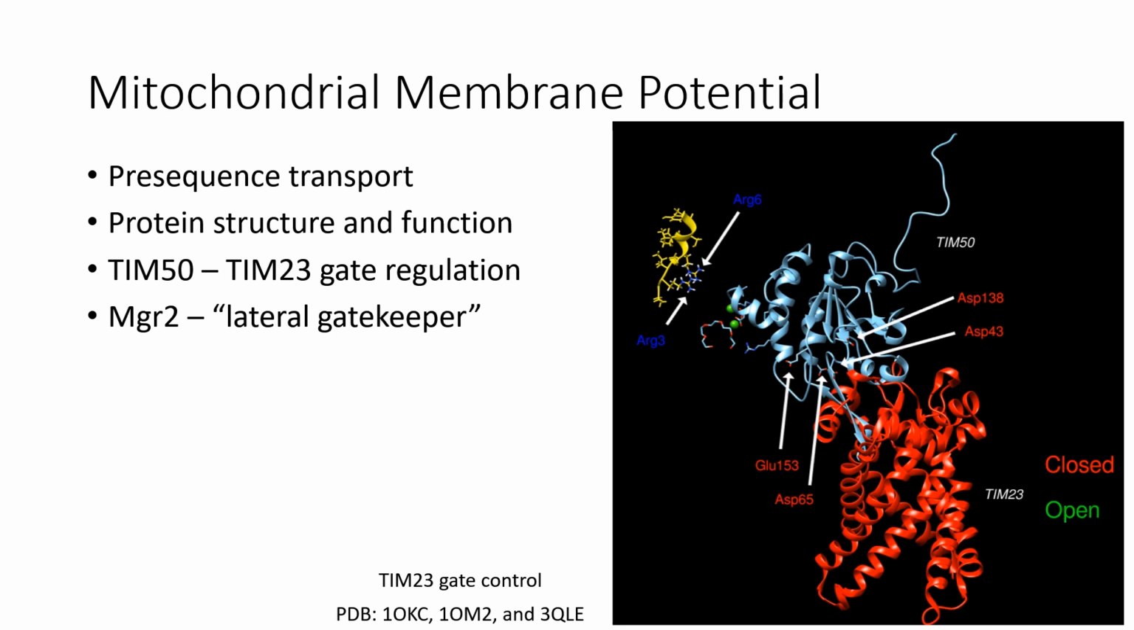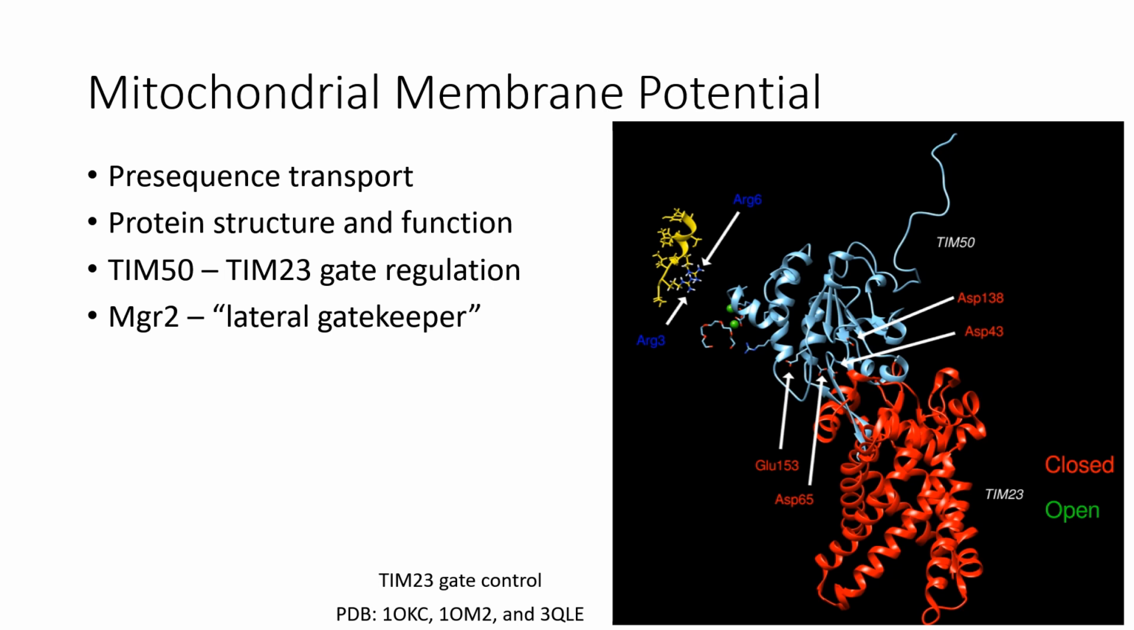Normally, the TIM23 channel is open, but the attachment of TIM50 regulates it so that it is only open when a presequence is bound. TIM50 is the presequence receptor that binds incoming preproteins in the intermembrane space. It is largely in control of maintaining the permeability barrier of the mitochondrial inner membrane. Furthermore, a membrane protein called MGR2 binds to the hydrophobic sorting signal of the entering presequence at the TIM50 and controls the preprotein release into the inner membrane. MGR2 is also known as the lateral sorting gatekeeper and functions as a quality control of entering precursors.